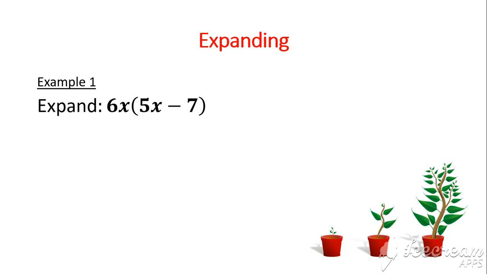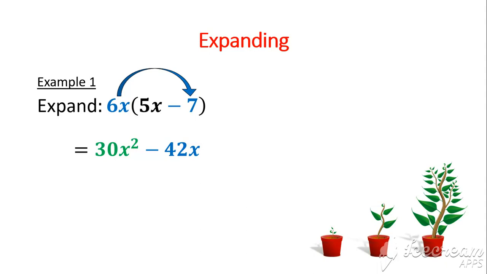All right, let's get into our first of our examples. Let's expand this expression. 6x multiplied by everything in the brackets. And in the brackets, we have 5x subtract 7. So let's start off by going 6x multiplied by 5x. 6 times 5 is 30, and x times x is x squared, or x to the power of 2.